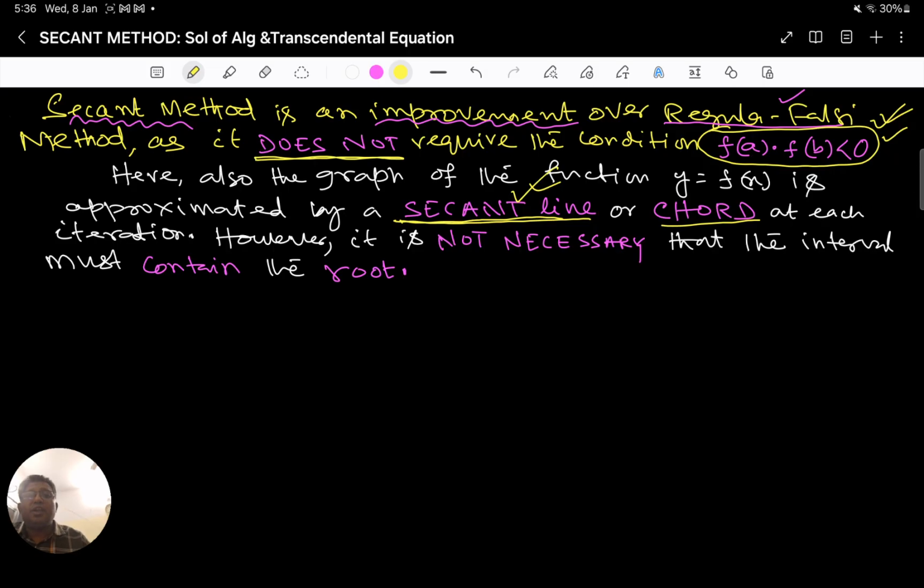However, as I have mentioned, it is not necessary that the interval contain the root. Since in subsequent stages we are relaxing the condition f(a) into f(b) negative, it is not necessary that the subsequent interval contain the root. Accordingly we move. The formula is the same as the previous regula falsi method, so let me write the formula. Of course the geometrical interpretation is the same.